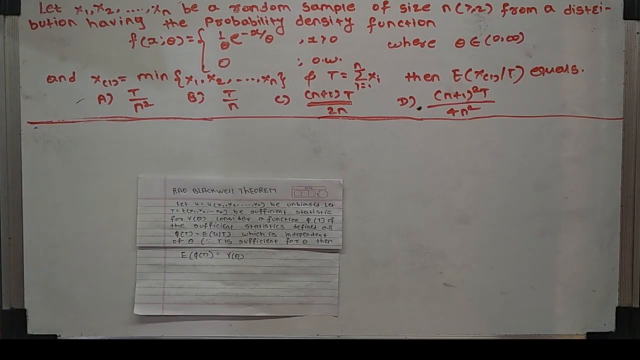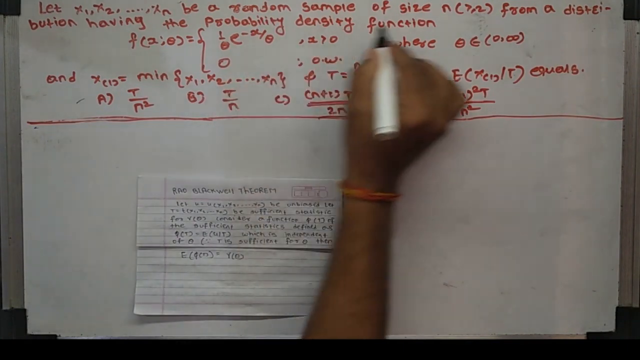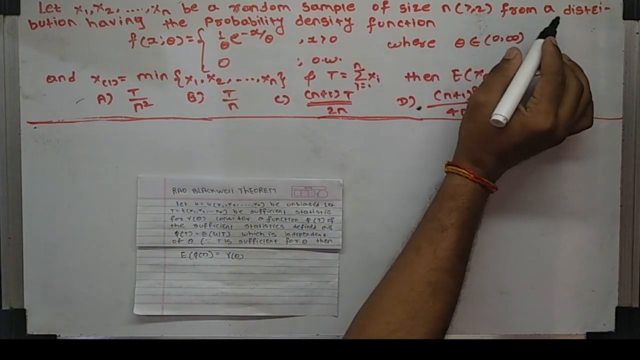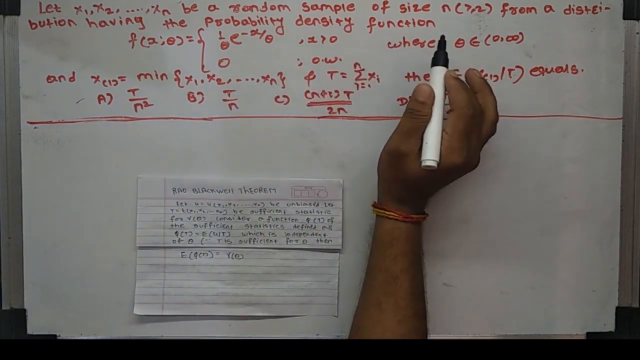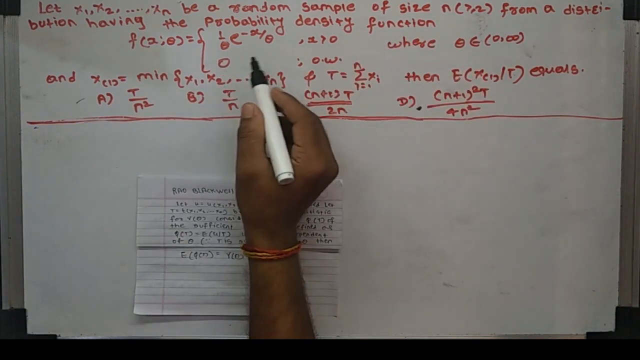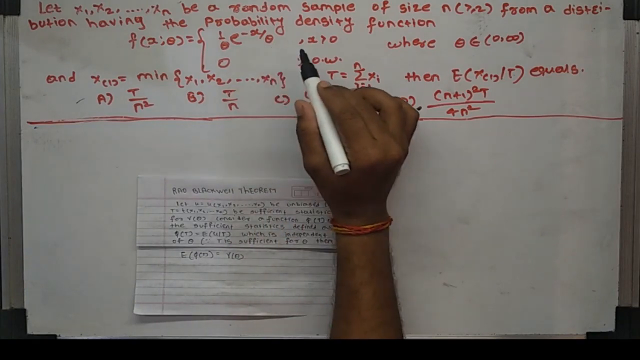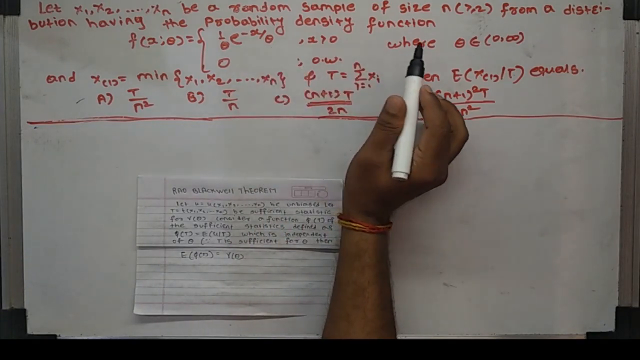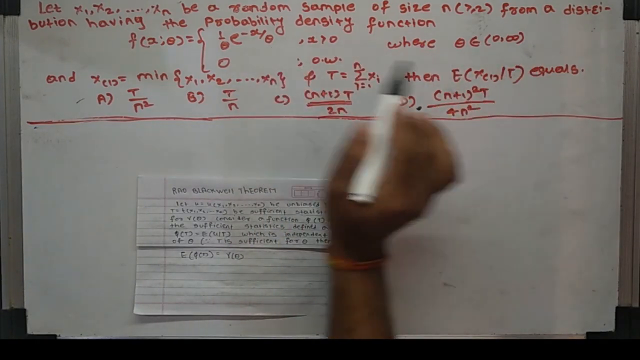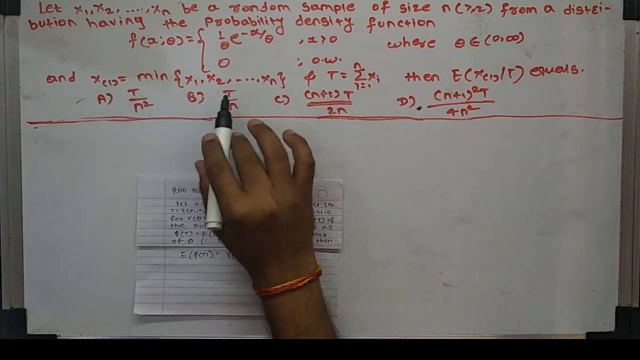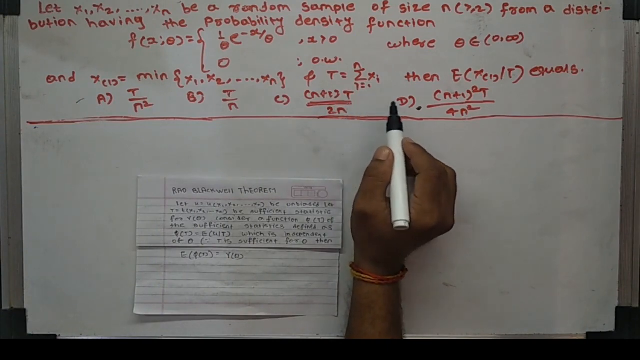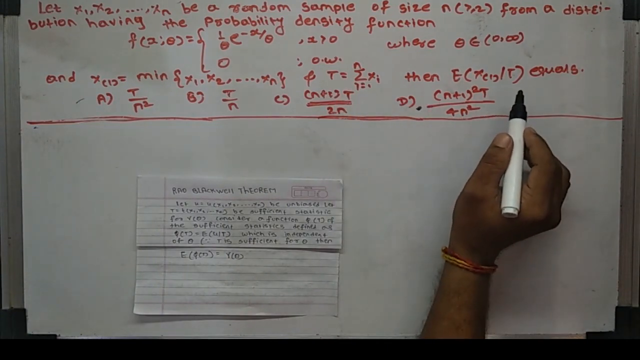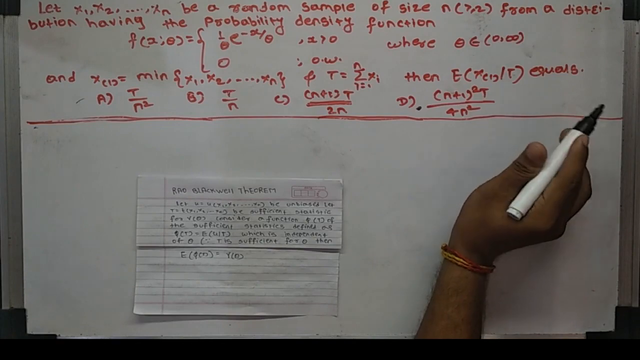Today we are solving GATE 2021 question number 39 of statistics paper. Let x1, x2, ..., xn be a random sample of size n greater than or equal to 2 from a distribution having the probability density function f(x, theta) = (1/theta) e^(-x/theta), x > 0, where theta belongs to (0, infinity). Let X(1) be the minimum of x1, x2, ..., xn and T equal to the summation of xi. Then the expectation of X(1) given T equals to?